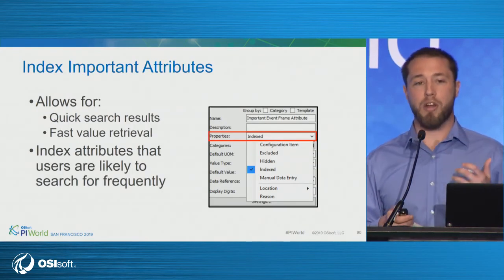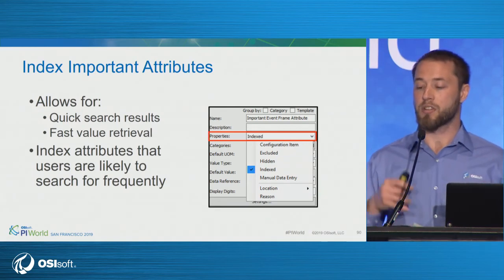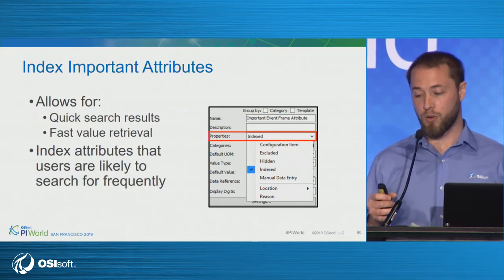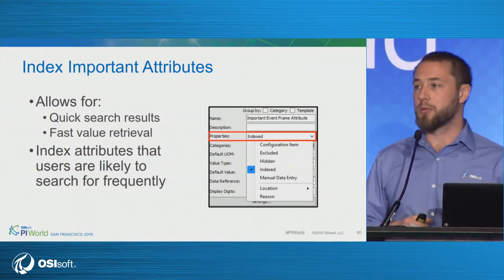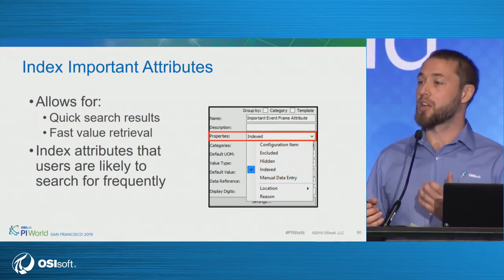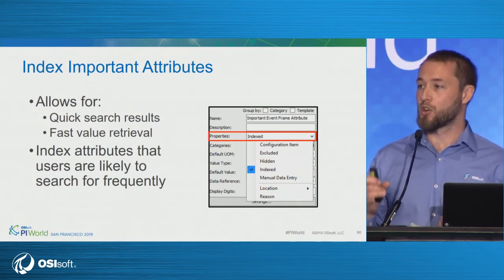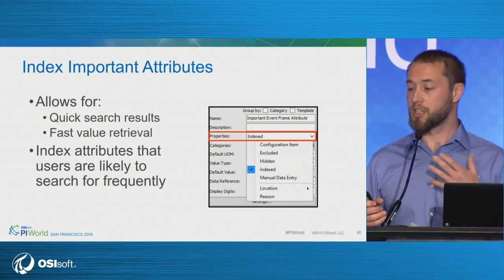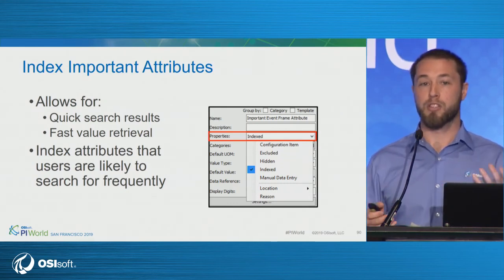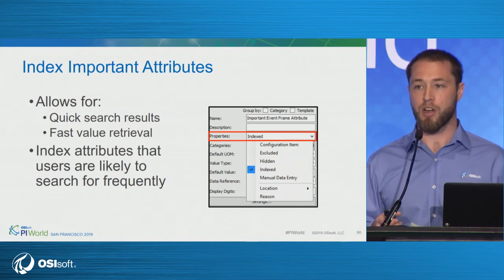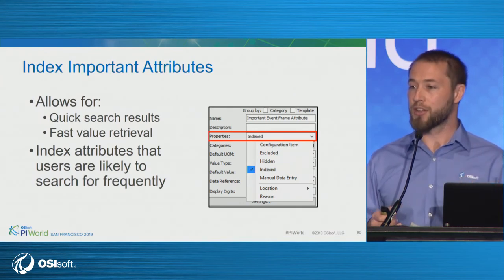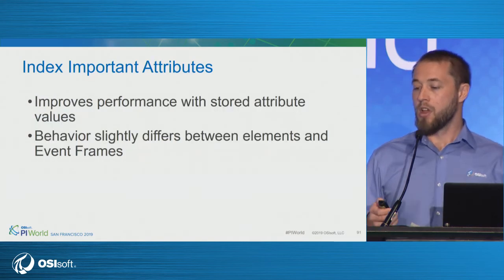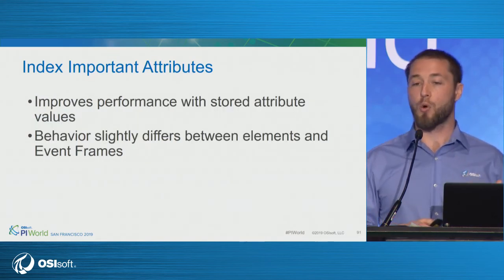When you index important attributes, what it essentially allows for is quick search results and fast value retrieval. You're supposed to index attributes on event frames that users search for and utilize the most. I'm a batch guy, so one of the big ones is batch ID, right? We index that on event frames, so that way when you search for your batches, you can just search off the batch ID attribute. Again, this improves performance with stored attribute values.